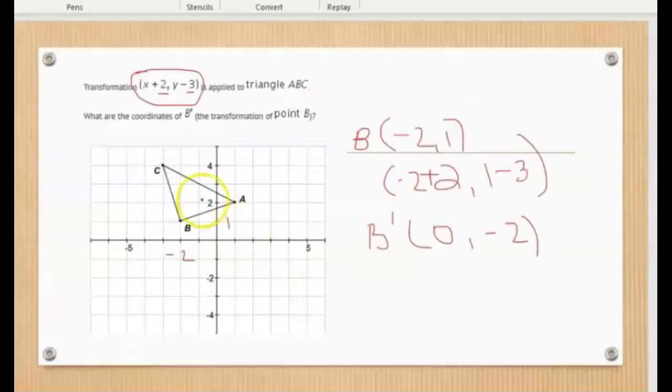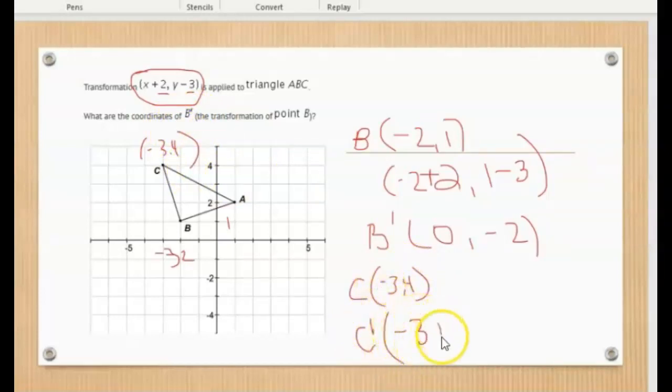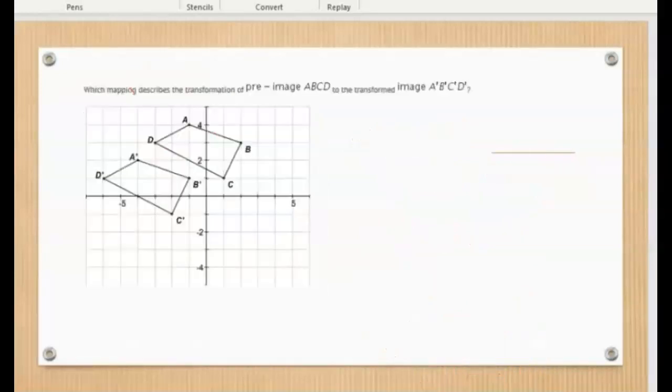Here, let's try another one real quick. Let's do C. So C is negative 3, comma 4. So let's apply the rule to point C to get C prime. We're going to add 2, and you don't have to write it out like this if you don't want to. I'm really just doing that so you guys can see the math. And subtract 3. So C prime is negative 1, comma 1. That's it.